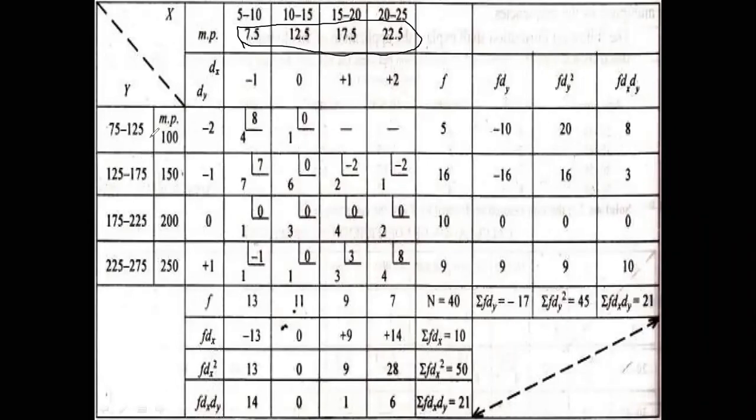Similarly for the y series, we do the same. We total these two values and divide by 2, and in that manner we get the value of the midpoint for y. For example, 75 plus 125, the value is, sorry, 200. Divided by 2, the value is 100. Similarly 125 plus 175 is 300, divided by 2, it is 150. In that manner we have calculated the midpoint for y.